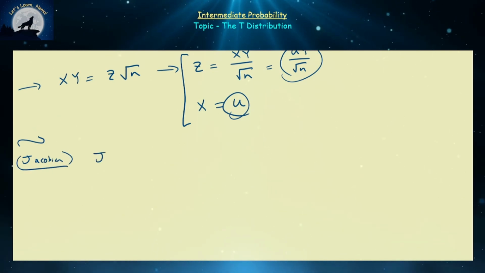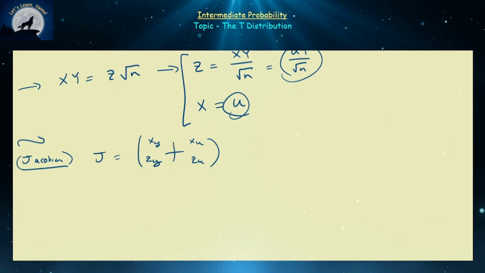So keep in mind the Jacobian matrix will be equal to the partial derivatives of x and z with respect to the variables we're going to, y and u. Right? So once we have that, then we can just differentiate our expressions.